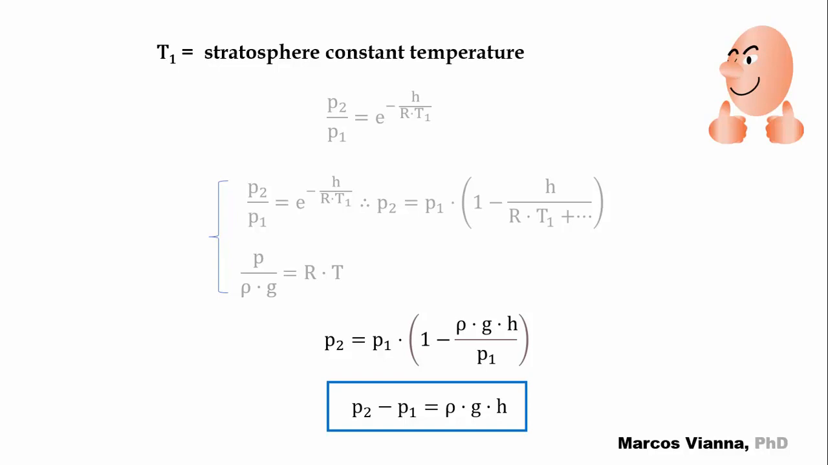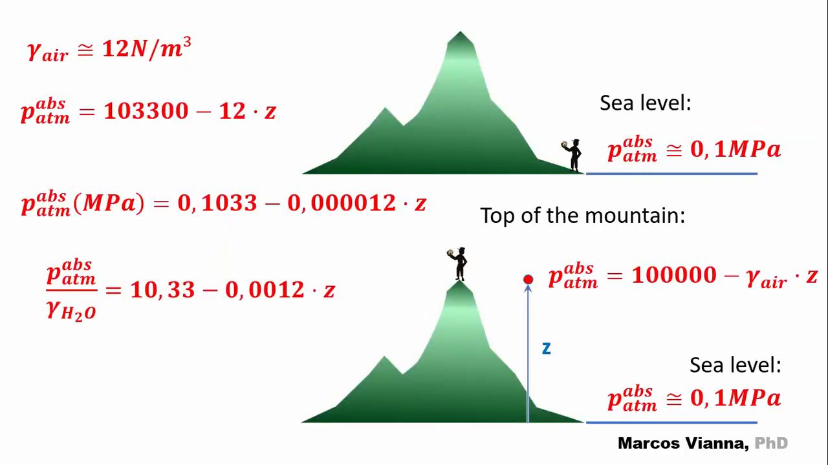It shows that if we can assume that the temperature is constant, even in troposphere, and for not very large elevation differences, we can assume that the atmosphere is incompressible when we calculate pressure differences in it. We've already talked about this in another video. I'll leave the link in the description.